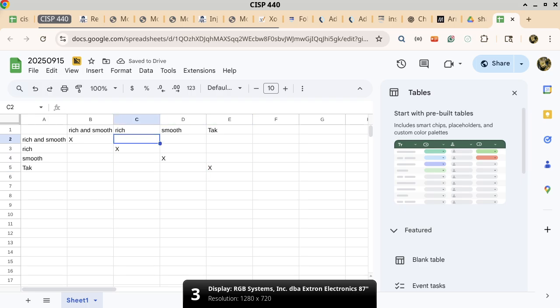So we can now say, is rich at least as attractive as rich and smooth? No, according to the commercial, it's not. But the other way around, it is. So rich and smooth is at least as attractive as rich alone by itself. So we put a check mark here, and we put a check mark over here, and everyone is at least as attractive as tack. So we also put a check mark here, a check mark here, and also a check mark here. Are we good so far?